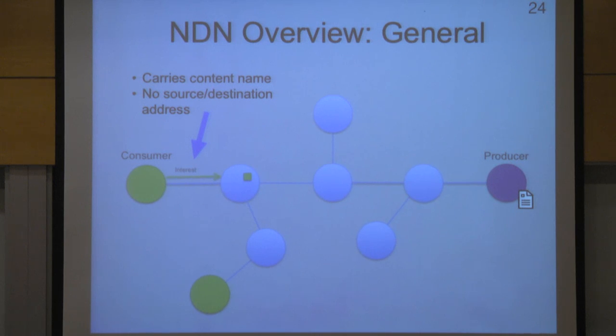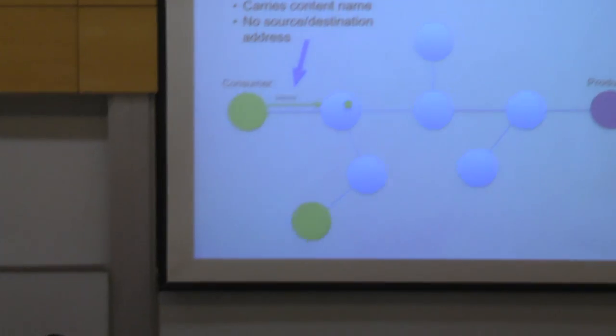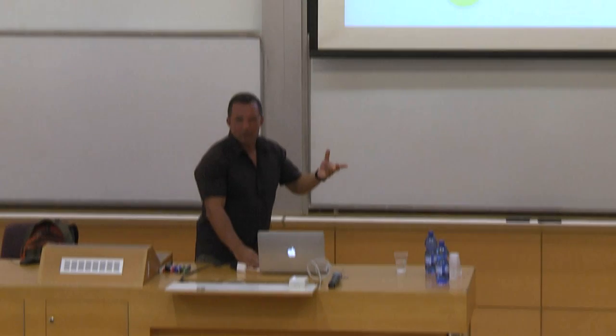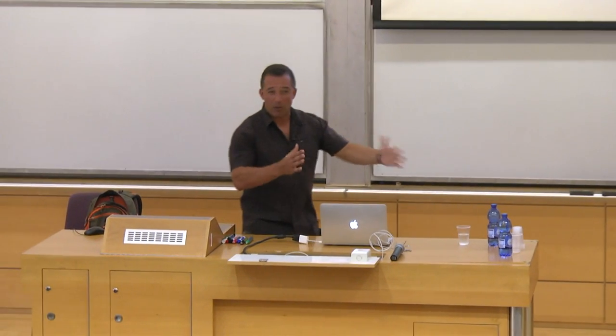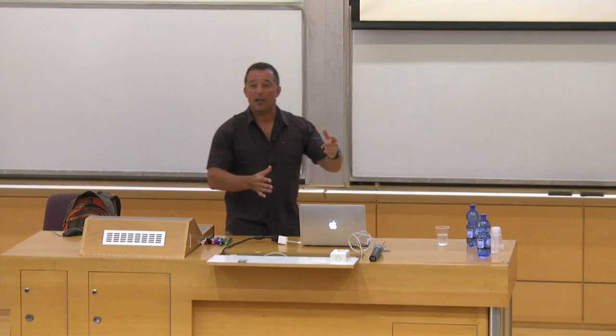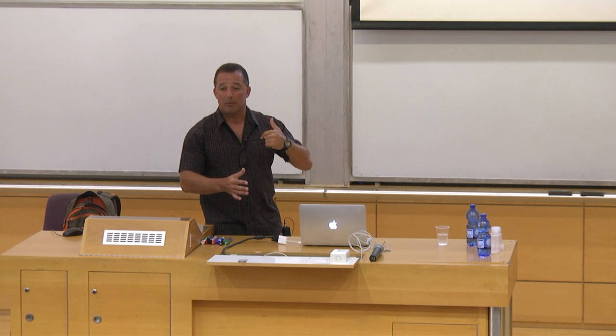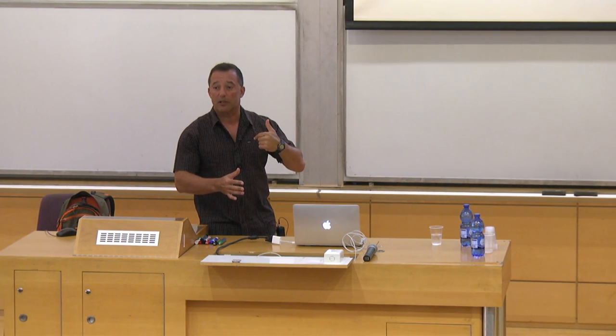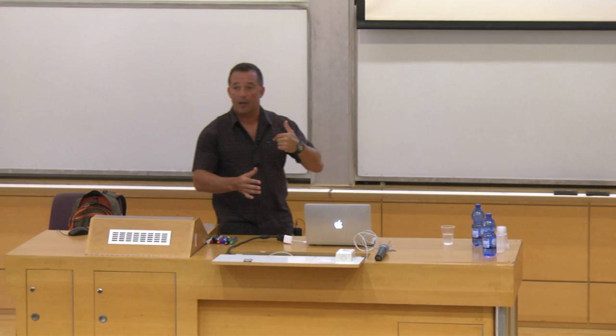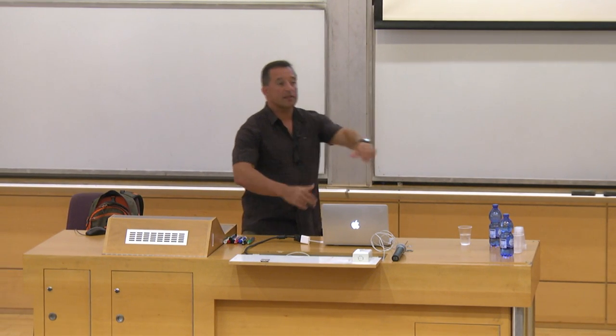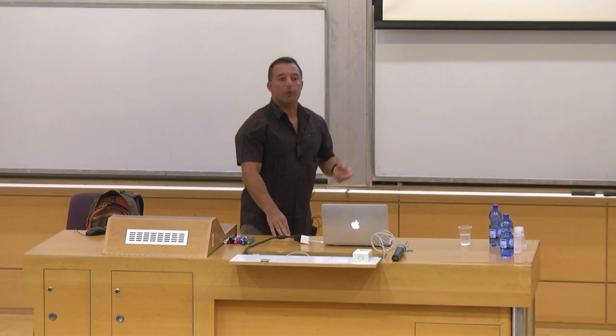Right? A producer is the one that created content. Consumer is the one who wants a copy of that content. The consumer issues an interest. In that interest, he specifies a name, just as similar to what you've seen before. And that's pretty much it. Just says, I want this name. It doesn't say who I am. Who is the requester? Who is the consumer? It doesn't say anything about that. It's a kind of a desired and explicit privacy feature.